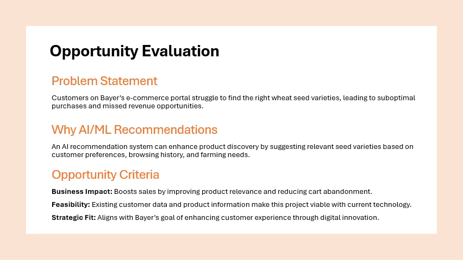There is still a lot left to guess, I guess, because it's just not easy for a human to think about all those parameters in an optimal way. So why AI ML recommendations? An AI recommendation system can enhance product discovery by suggesting relevant seed varieties based on customer preferences, browsing history, and farming needs. Now, opportunity criteria: business impact, boost sales by improving product relevance and reducing cart abandonment.